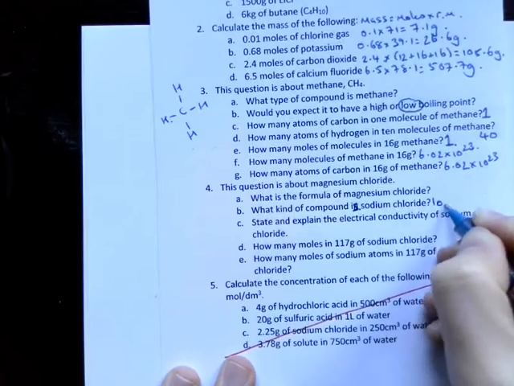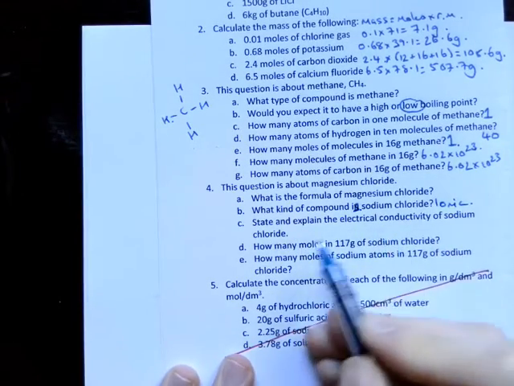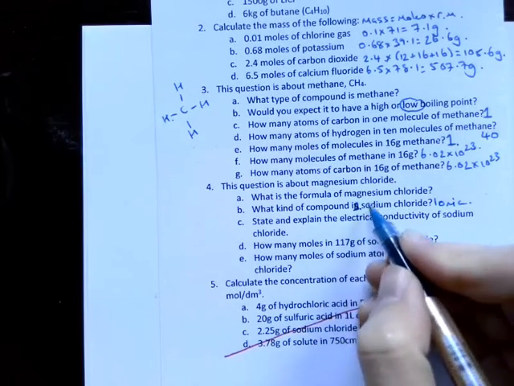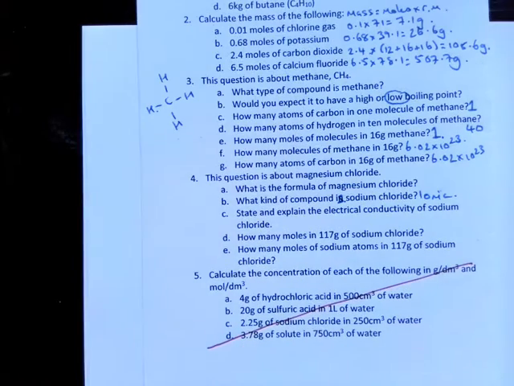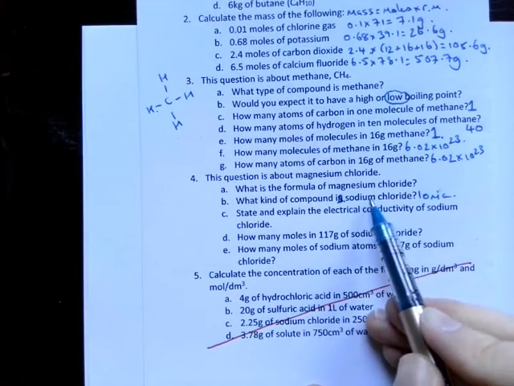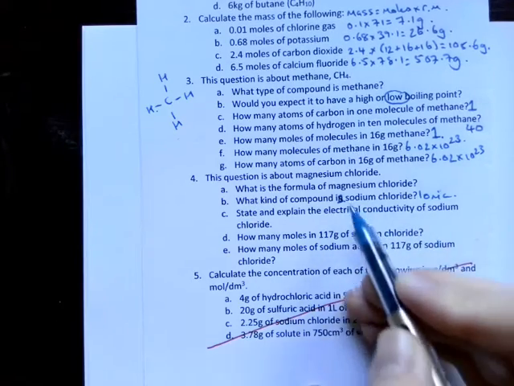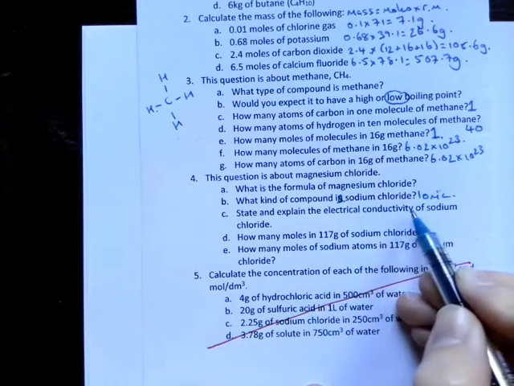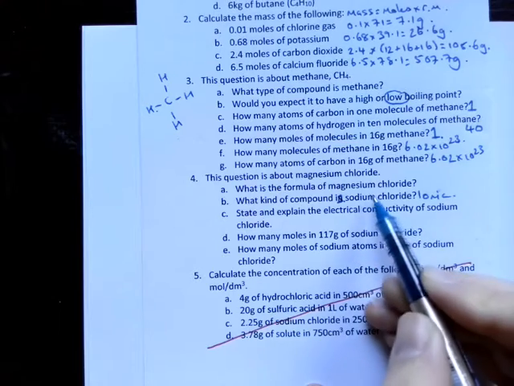What kind of compound is sodium chloride? It is ionic because it's a metal and a non-metal. State and explain the electrical conductivity of sodium chloride. I wanted to change this to magnesium, but never mind, let's just stick with sodium. Magnesium chloride or sodium chloride has the same electrical conductivity. It's just these two questions will be slightly different.